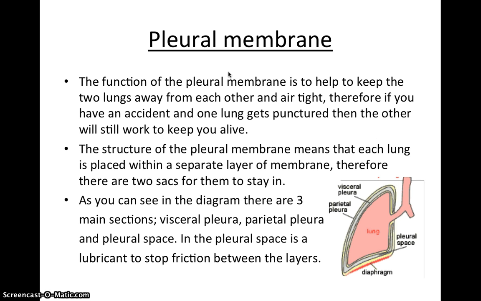Pleural membrane. The function of pleural membrane is to help to keep two lungs away from each other and airtight. Therefore, if you have an accident and one lung gets punctured, then the other will still work to keep you alive. The structure of the pleural membrane means that each lung is placed within a separate layer of membrane. Therefore, there are two sacs for them to stay in. As you can see in the diagram, there are three main sections: visceral pleura, parietal pleura, and pleural space. In the pleural space, there is a lubricant to stop friction between the layers.